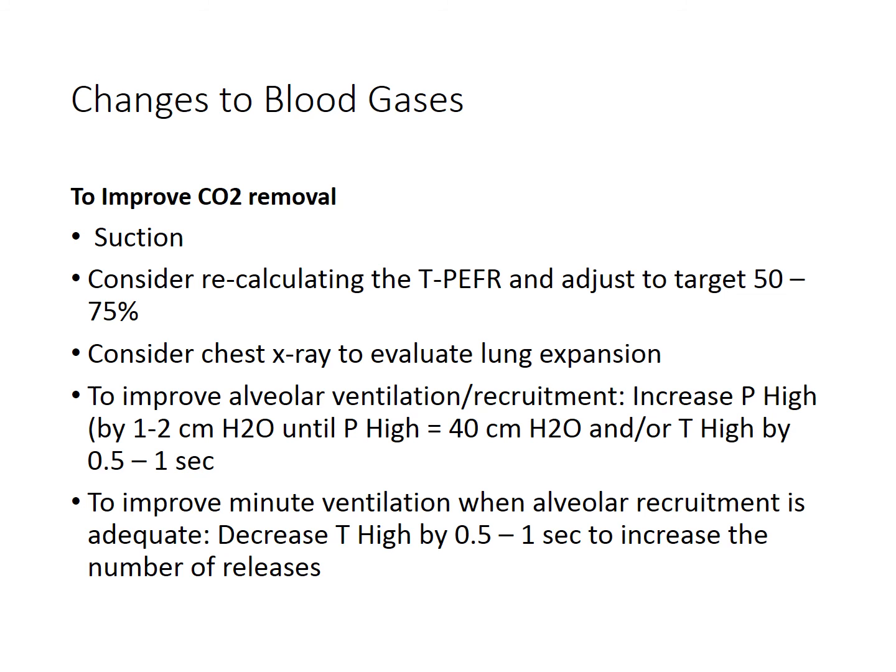When you're going to start adjusting settings to improve your ventilation, you're going to increase your P high by about 1 to 2 centimeters up until about 40 centimeters of water, or T high by about 0.5 to 1 second. To improve your minute ventilation, when your alveolar recruitment is adequate, with the T high we're going to go down this time. By going down on the T high, 0.5 to 1 second at a time, we're just adding more releases, more of those big dumps of air to get more CO2 out.